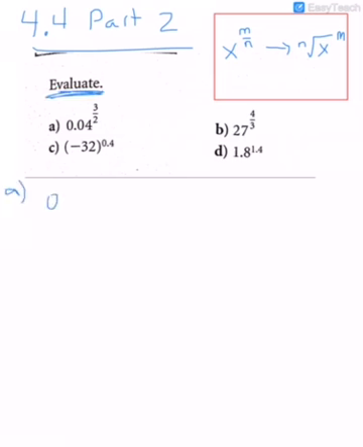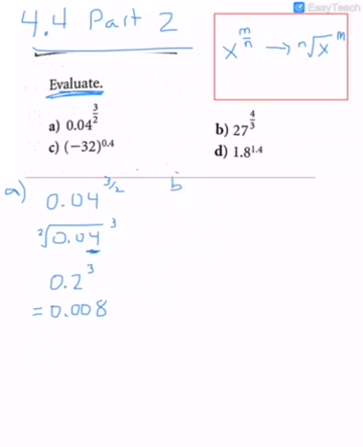So let's start by taking the 0.04 to the power of 3 over 2 and changing it into a radical. So the 2 is the index, which means it's a square root, and the 3 is the power. Now, I see a 4 here, and I know that 4 is a nice square root number. So when I square root that, I'd just get 0.2, but then I still need to apply the cube onto it. So 0.2 cubed ends up being 0.008.